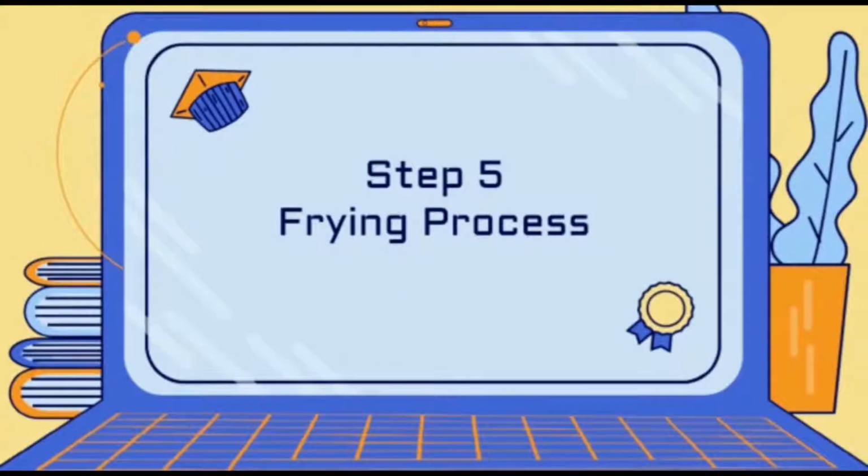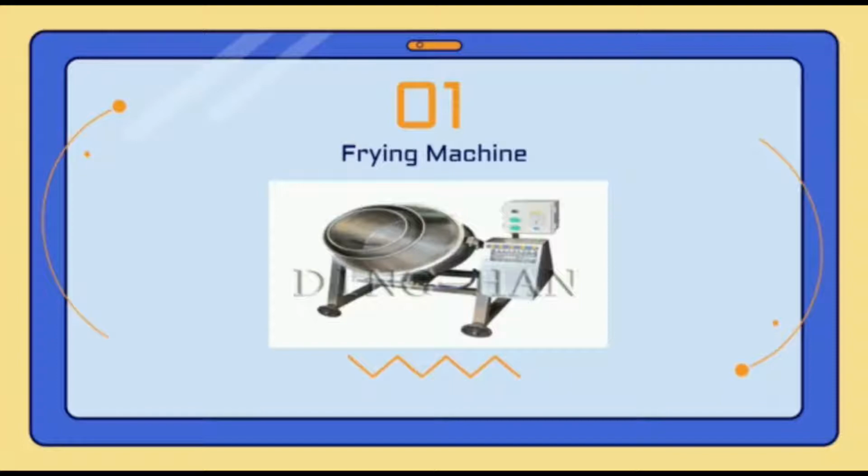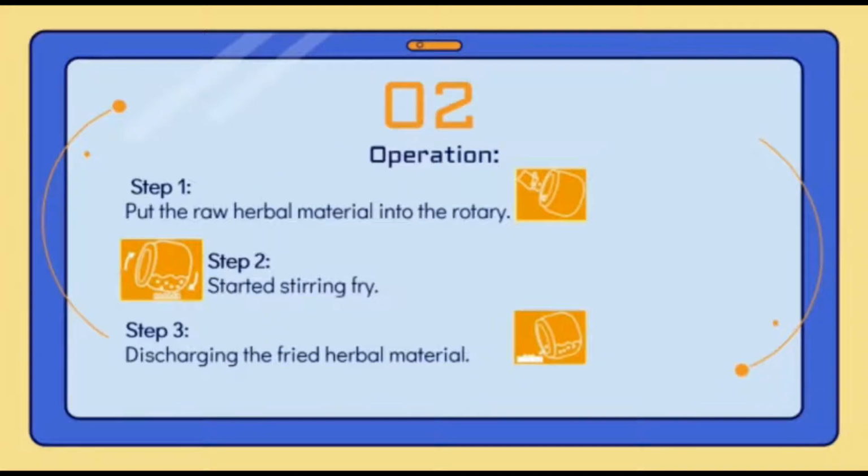Next is the step of the frying process, for which we use the frying machine. There are a few steps for this process. Number 1, put the raw herbal material into the rotary. Step 2, start stirring and frying. Step 3 is discharging the fried herbal material.